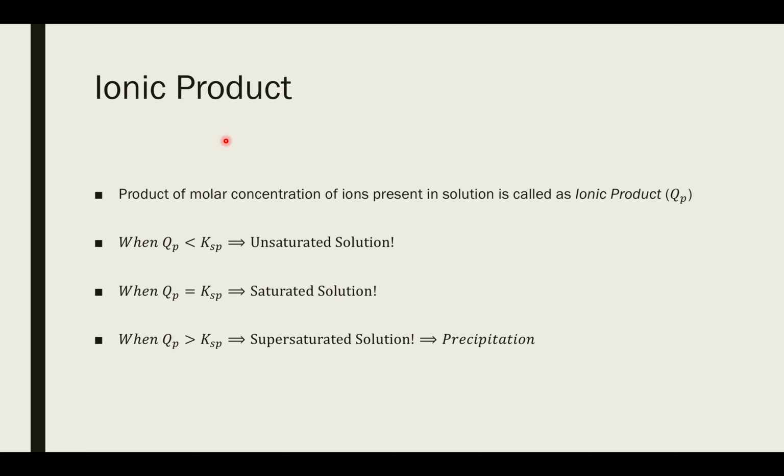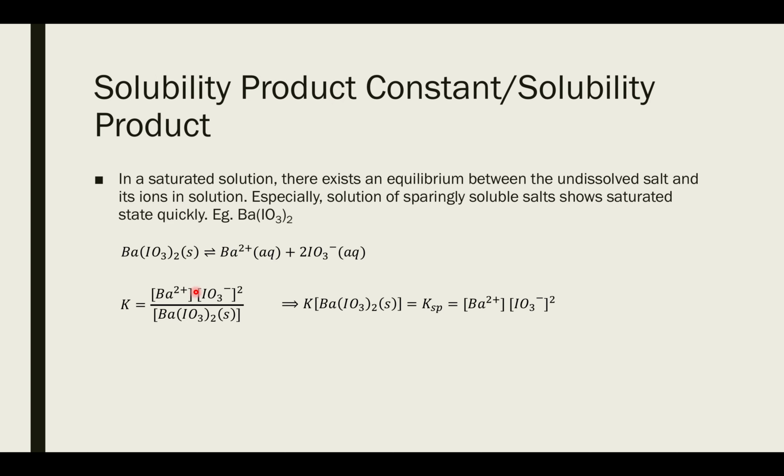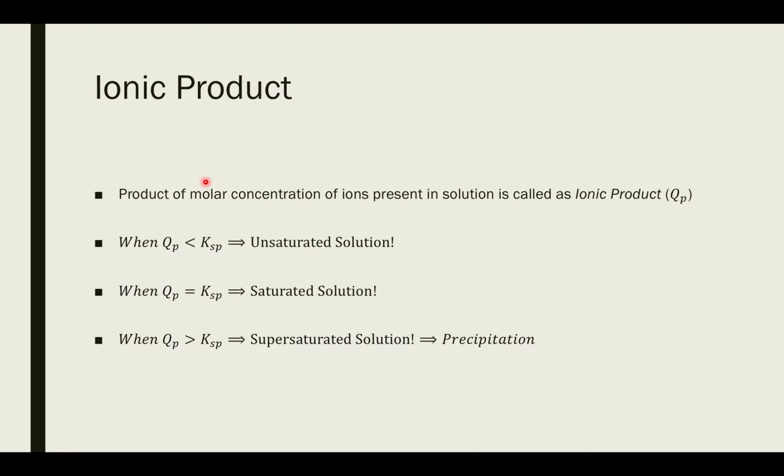Moving to what we mean by ionic product. Ionic product is nothing but the product of the molar concentration of ions. Basically, if you look at the previous expression, this is also the product of the molar concentration of ions, but in this case we call this Ksp because it is in the saturated solution. However, if it is not a saturated solution, it would be represented by a general term called Qp, which is nothing but ionic product. Whenever Qp is less than Ksp, it is an unsaturated solution. However, when Qp becomes equal to Ksp, then it becomes a saturated solution.